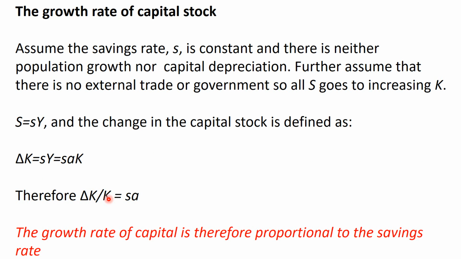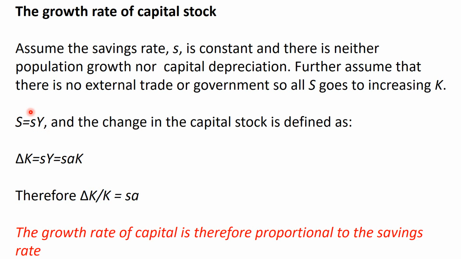How does endogenous growth theory allow us then to make the link between increases in the savings rate and increases in economic growth? The first thing to look at is the growth rate of capital stock. In endogenous growth theory, if we assume that the savings rate, S, remember the savings rate is the proportion of output that is saved, is constant, and we also, for now, don't think about population growth or capital depreciation, and if we also assume that there's no trade or government, then all of the savings which gets generated in this economy will get directed towards increasing the amount of capital stock.